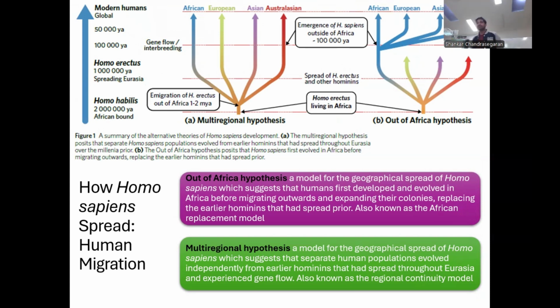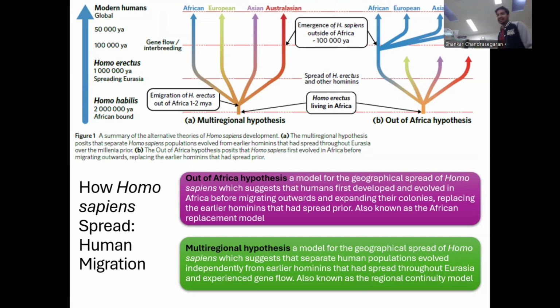The second one, the multi-regional hypothesis, is slightly more, not complex, but far-fetched in the sense that it's saying that Homo sapiens first didn't evolve in Africa. What happened is that when Homo erectus migrated out, all the different species of the genus Homo spread out as well. What happened was there was gene flow and interbreeding between the different populations of the genus Homo, and eventually that gave rise to the species of Homo sapiens.